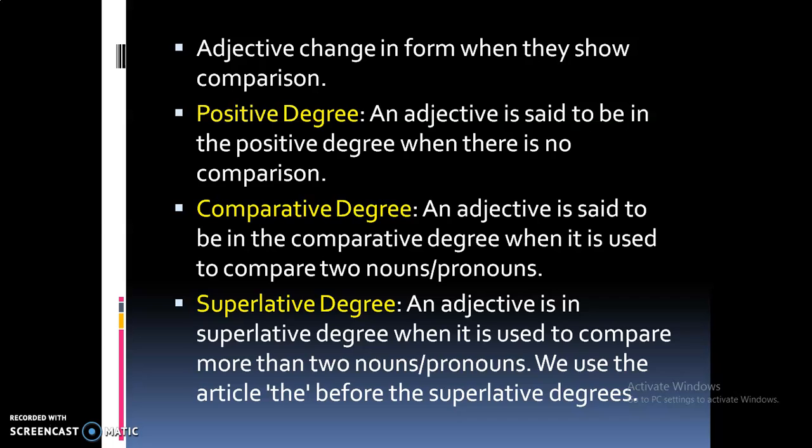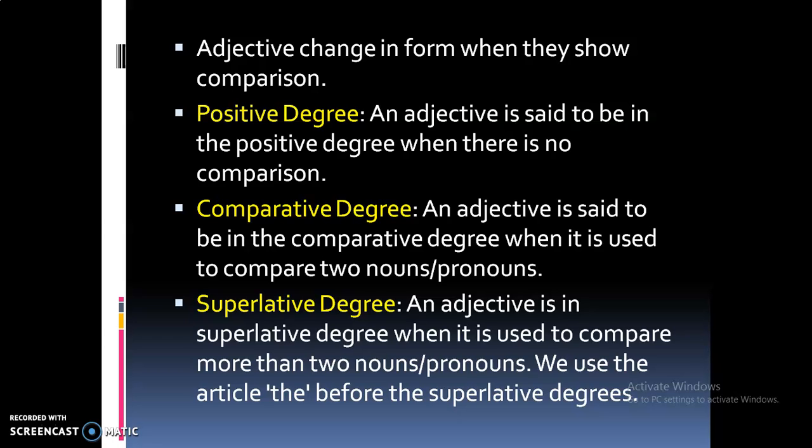And the second one, comparative degree. An adjective is said to be in the comparative degree when it is used to compare two nouns or pronouns. So that is comparative degree. For example, Tina is greater than Meena. So here it is used to compare between two nouns.